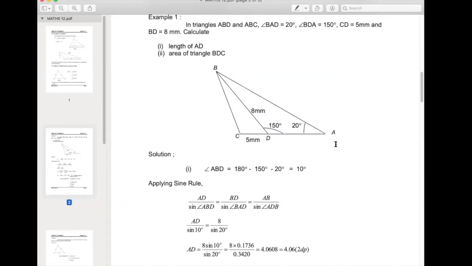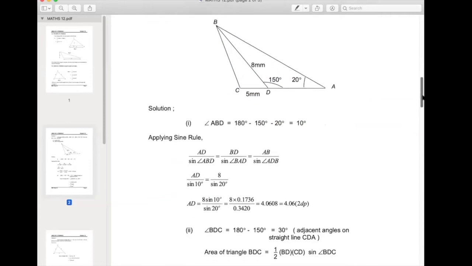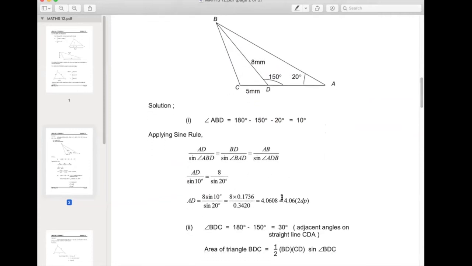So using the sine rule, we know that AD over sine angle B equals BD over sine angle A, so we can solve for AD. Plug in the figures, we get 4.068. So just round off to 2 decimal places.